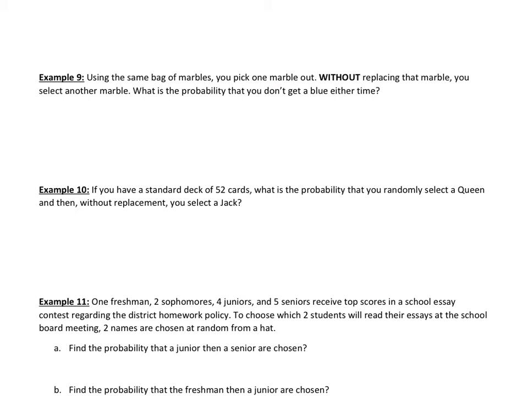So using the same bag of marbles, you pick 1 marble out without replacing. So now we are not replacing. This is going to be one of those situations where it is dependent upon the first one, and we will have to recalculate a second probability. If you look at the first possibility of picking 7 out of the 11, then the second possibility is automatically going to be out of 10 because we're not putting it back.